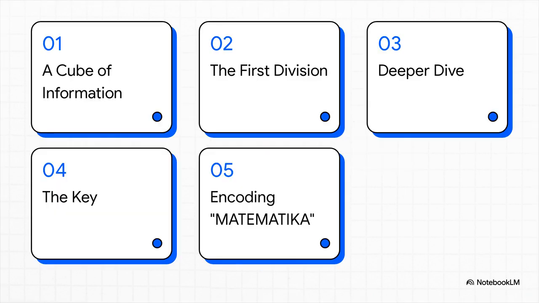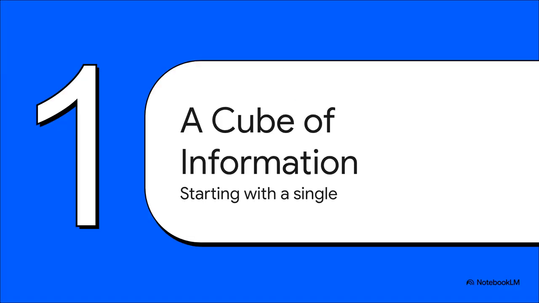Okay, so here's the game plan. We're going to start with the cube itself, make our first cut, and then zoom way in for a deeper dive. After that, we'll get to the real secret, the key that makes the whole thing work, before we put it all together and encode the word Mathematica. Let's jump in. All right, part one, a cube of information.